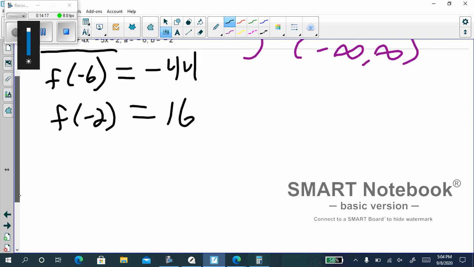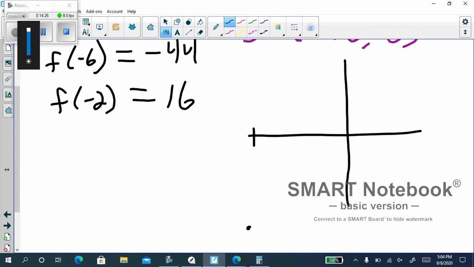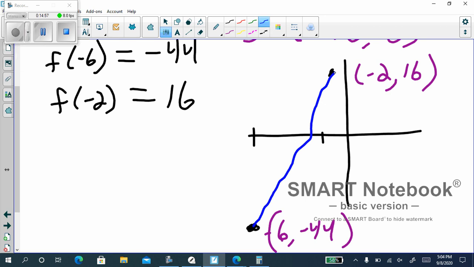So just real quickly, if we sketch, when x is -6, we're way down at -44. When x is -2, we're up to 16. So -6, -44, -2, 16. Since this is a polynomial, the domain is all real numbers, so there are going to be no gaps in it. That means when we go from here to the other point, we're not going to ever pick up our pen.